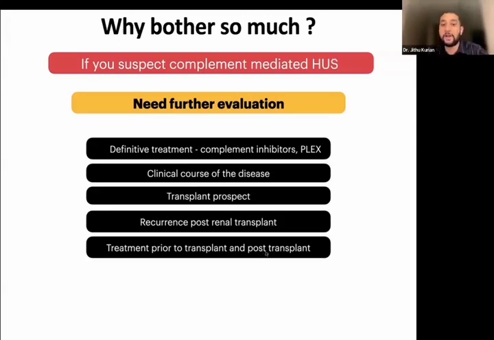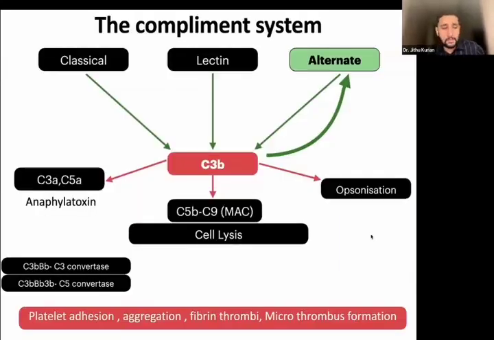A recurrence post-transplant is very, very important because different mutations carry different connotation when it comes to recurrence. And the treatment prior to transplant, very similar to what Dr. Satish sir was saying, whether you need to give eculizumab prior to transplant, that also depends upon the genetic makeup.